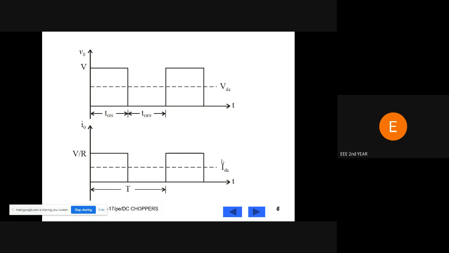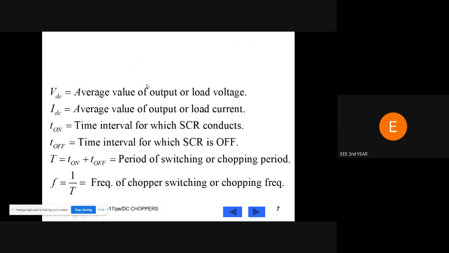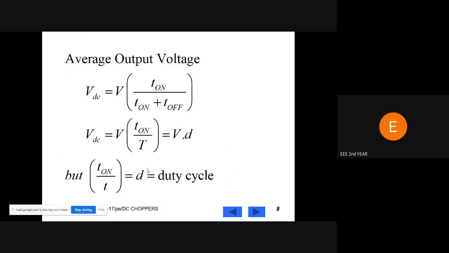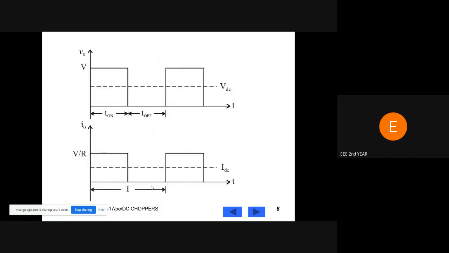The output produced is as follows: when the thyristor T on is in on condition, the output voltage V naught is equal to Vs. If T off, that is, the thyristor is in off condition, there is no output voltage. The same applies to the current: if T on, the output current flows through the resistance. If the thyristor is in off condition, there is no current, and the current becomes zero.